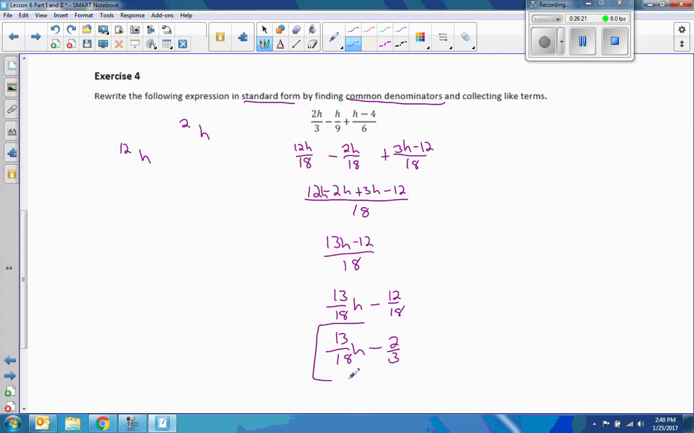Actually, I went up too high with that square. Here's my answer. All right.